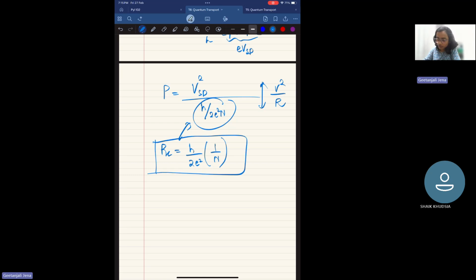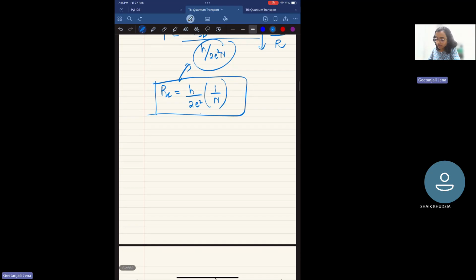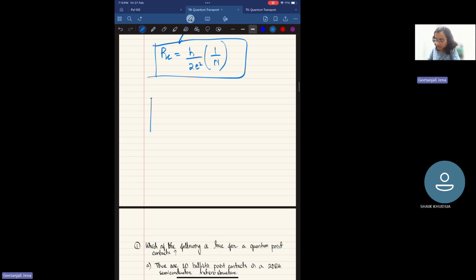So I hope you are following whatever I'm trying to say. So this is the contact resistance. Even if we don't have any dissipation, let's say we have a schematic here. This is the quantum point contact region. This is the source, this is the drain, and this is the quantum point contact that we have created.